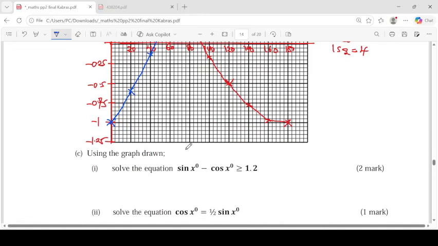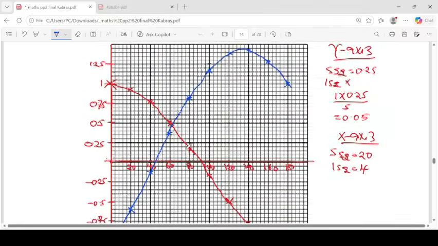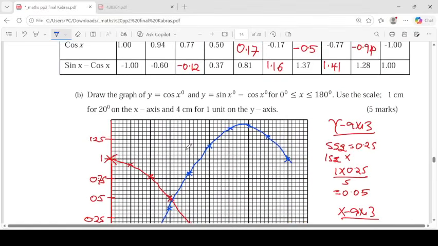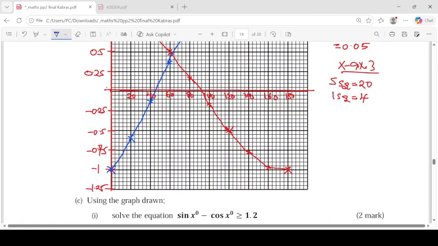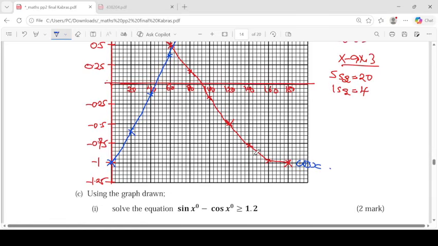Use the graph to solve. So let me label my curves for accuracy. This blue one is sine x minus cos x. Then the other one, this is cos x. So they are saying use the graph to solve the equation: sine x minus cos x is greater than or equal to 1.2.